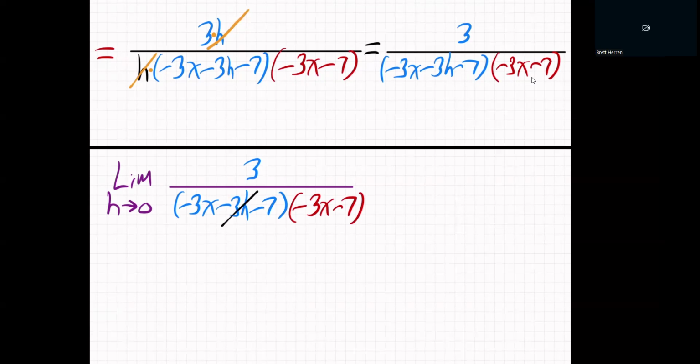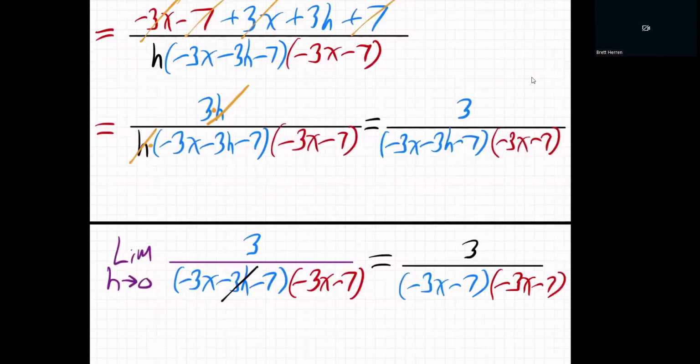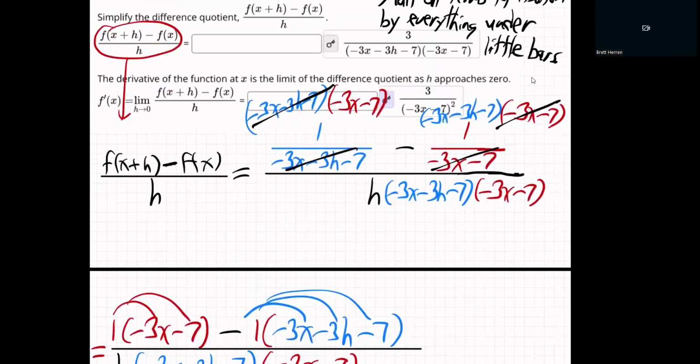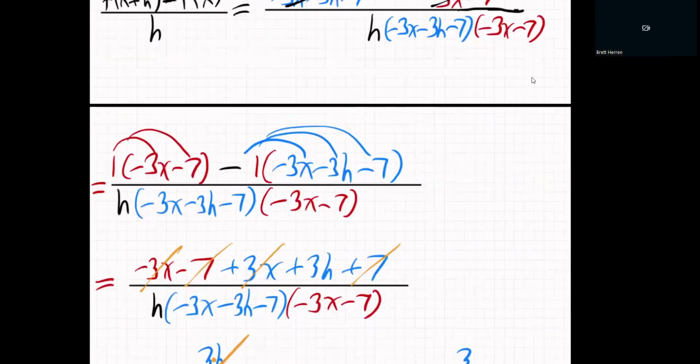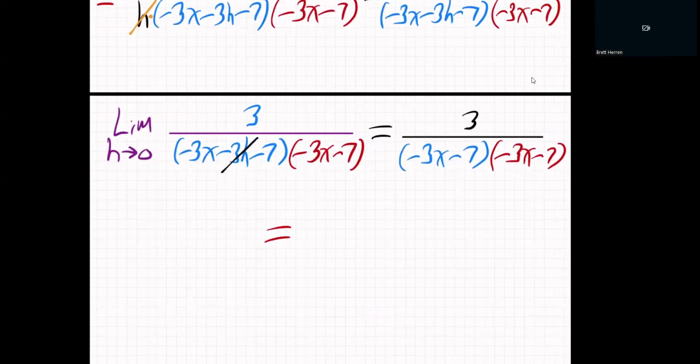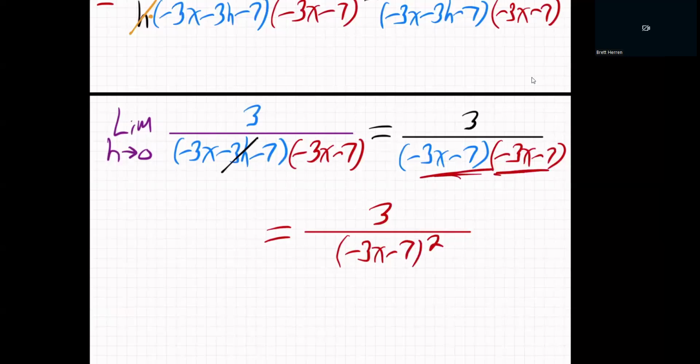So that's 0, that's gone. So then what do you got? That was pretty easy. So then we just have 3 over minus 3x minus 7 and minus 3x minus 7. Same thing twice. How'd they write it? They just wrote it squared, right? So I'll do one more line here. Equals, and we'll just say it's 3 over minus 3x minus 7 squared. See how they're the same thing twice now?